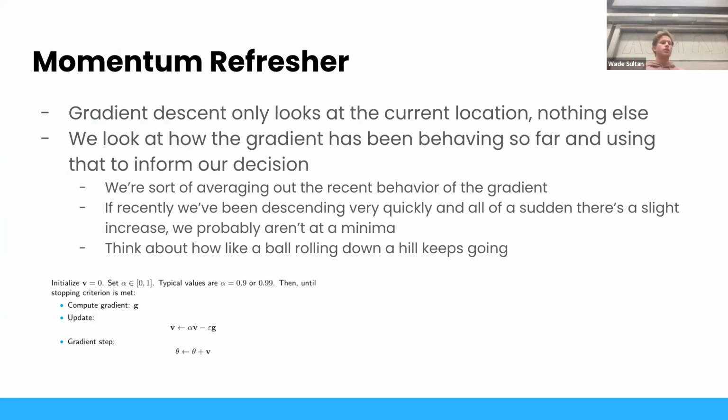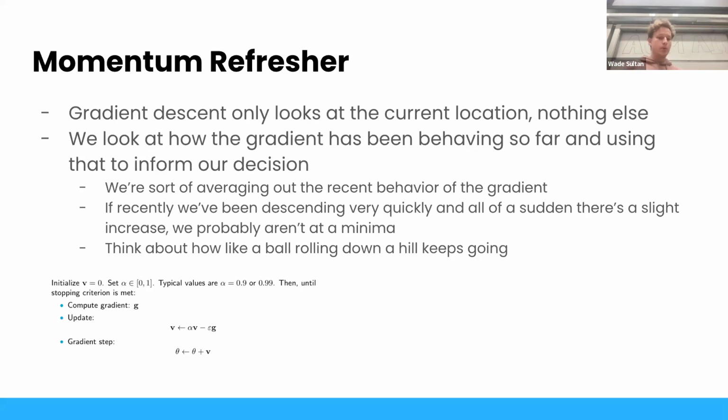The problem with gradient descent is it only looks at the current location and nothing else. Instead, what we want to do is look at how the gradient has been performing so far and use that to inform our decision. So we keep a running mean of the gradient so far, and we do it in a thing called momentum. We set v equal to 0 initially. That's our momentum variable. And then we have alpha, which is a parameter between 0 and 1. We typically set it to like 0.9 or 0.99.